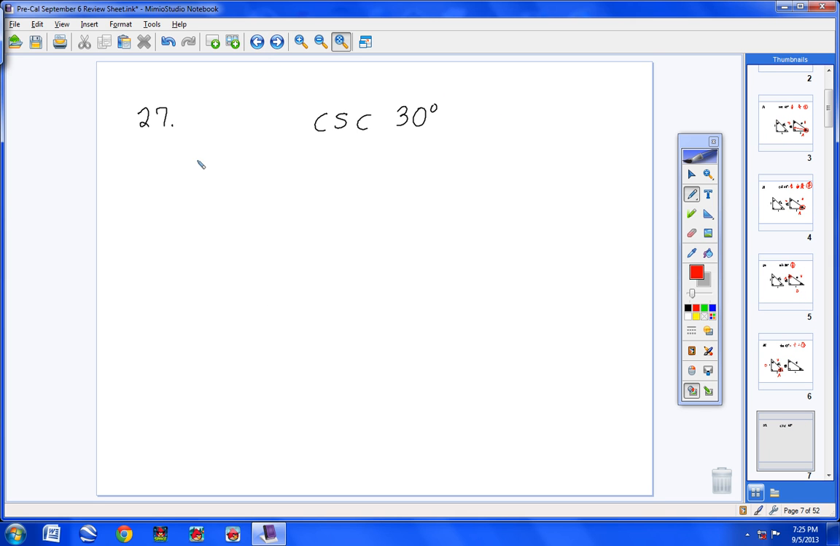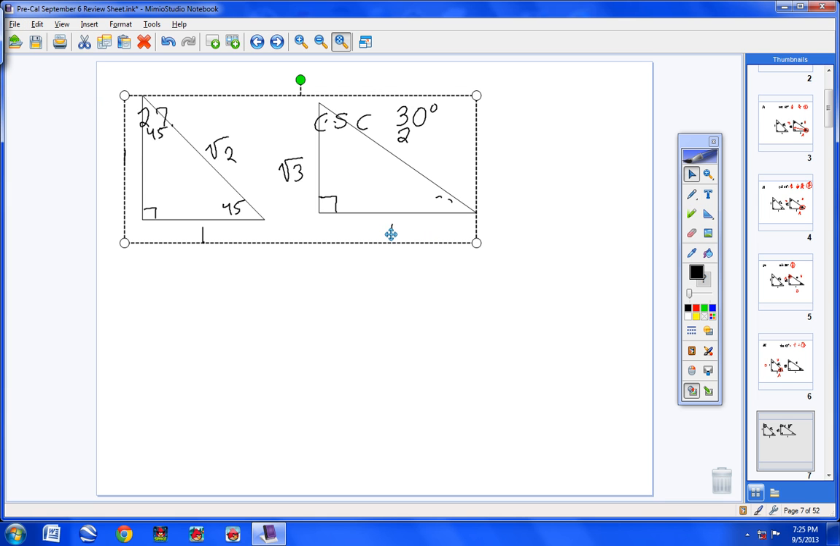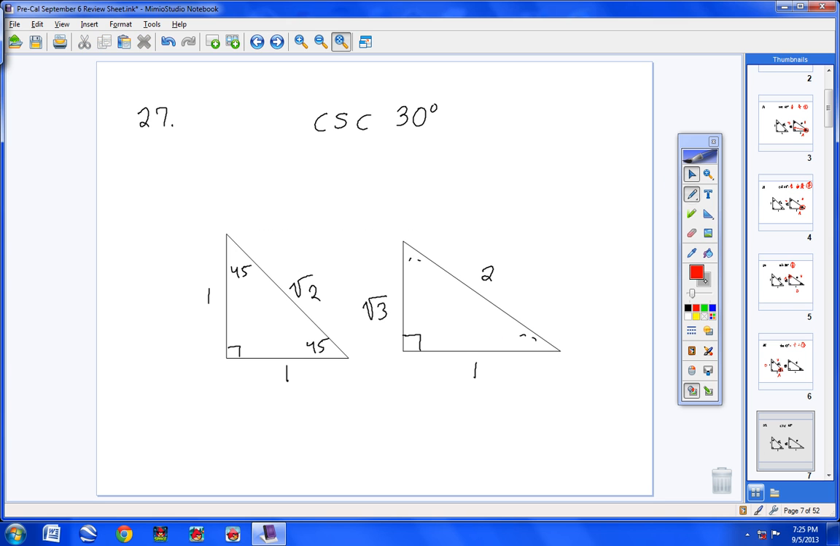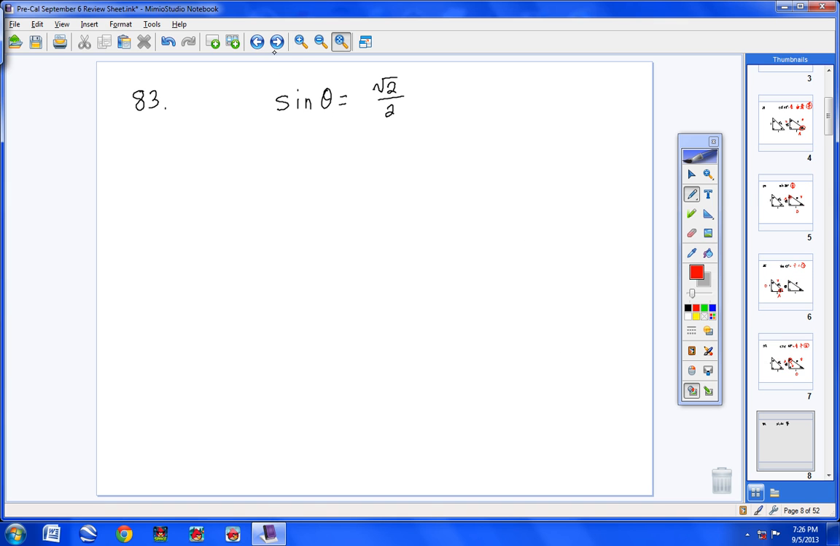Moving on to number 27, cosecant of 30. Make that a 30, make that a 60. And the cosecant of 30, let's circle 30, go straight across. That's my opposite side. This is my hypotenuse, straight across from the right angle. This is my adjacent side here. Now, cosecant is the inverse of sine, and sine is opposite over hypotenuse, so this is hypotenuse over opposite. So that would be 2 over 1, or just 2. All right, moving on to the next problem.